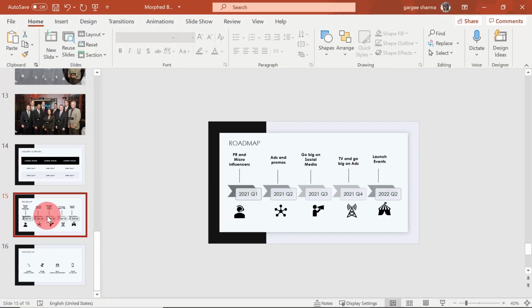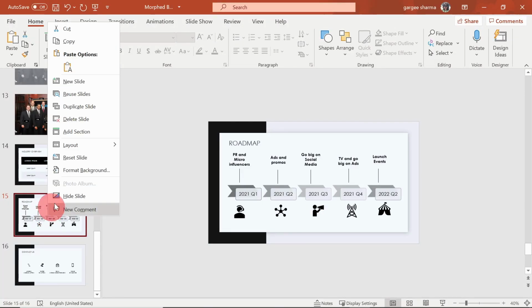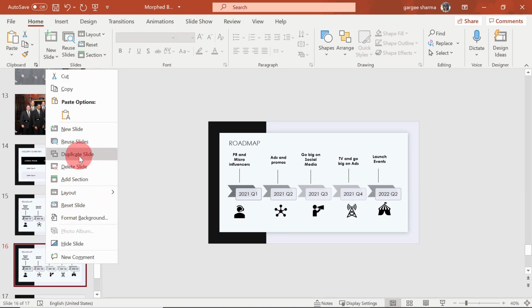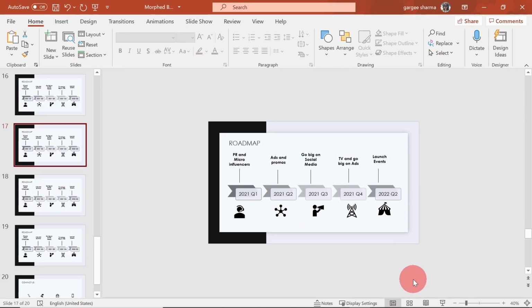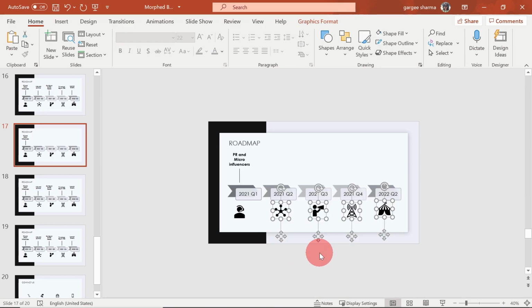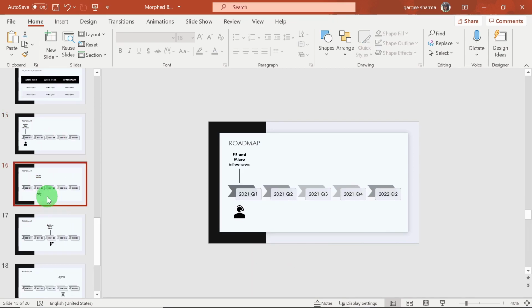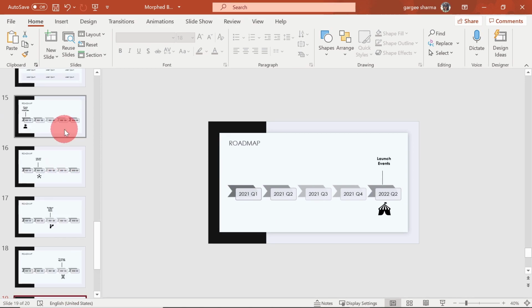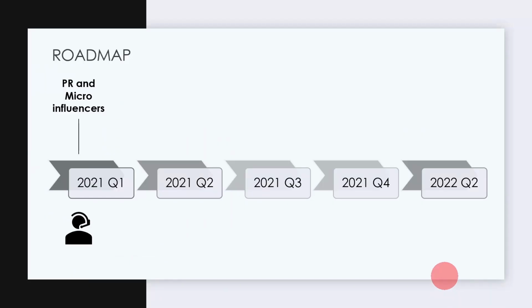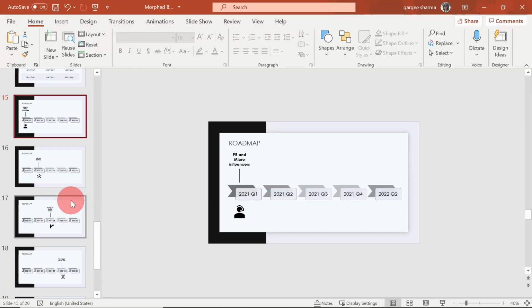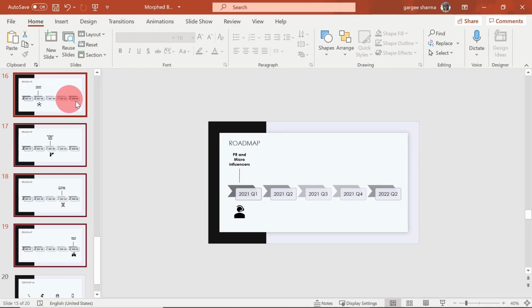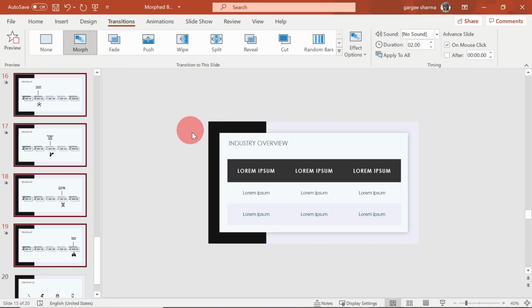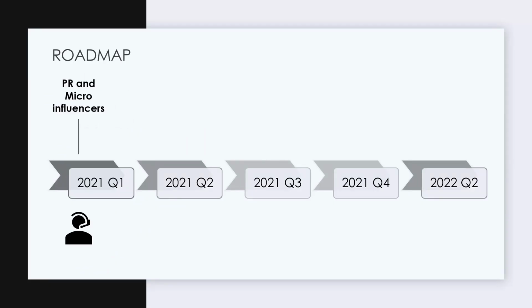One quick and simple way to fix that is to duplicate the original slide a few times and just keep one milestone in one slide and delete the others. So I duplicated these slides with one milestone per slide and let's see how it looks without the morph. Now I'm going to select these slides on the left pane and click on transition and click on morph. Now let's see how it looks in the slideshow.